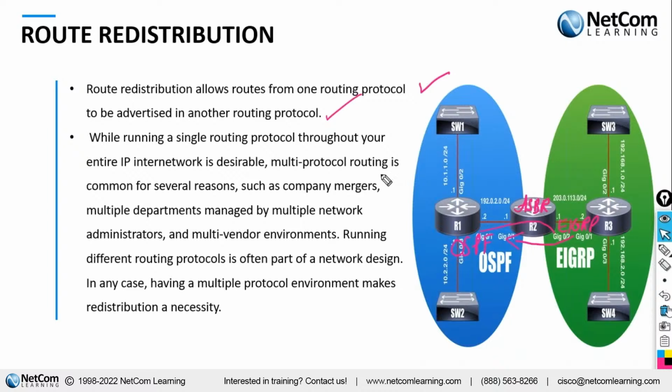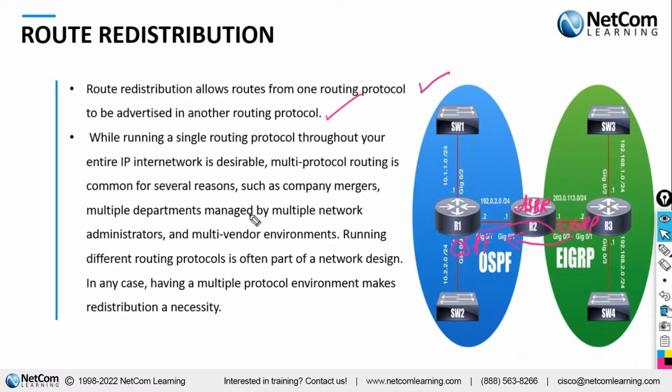While running a single routing protocol throughout your entire IP internetwork is desirable, multi-protocol routing is common for several reasons. That's what I was talking about, such as company mergers. You acquired a company and they were using EIGRP before, so you cannot change from EIGRP to OSPF in one day. So you need route redistribution. At least we can start our work, we can translate, and later we will change from EIGRP to OSPF. Another reason is multiple departments managed by multiple network administrators, and multi-vendor environments. Running different routing protocols is often part of network design.